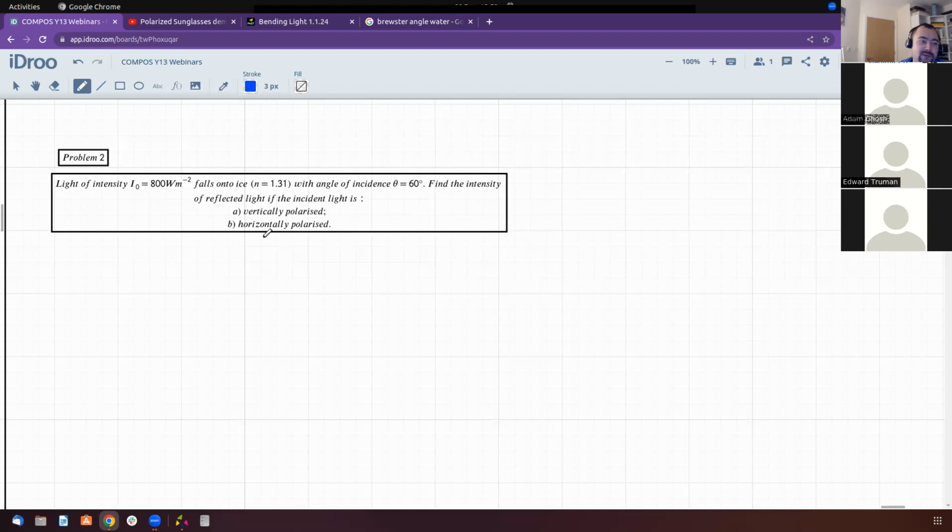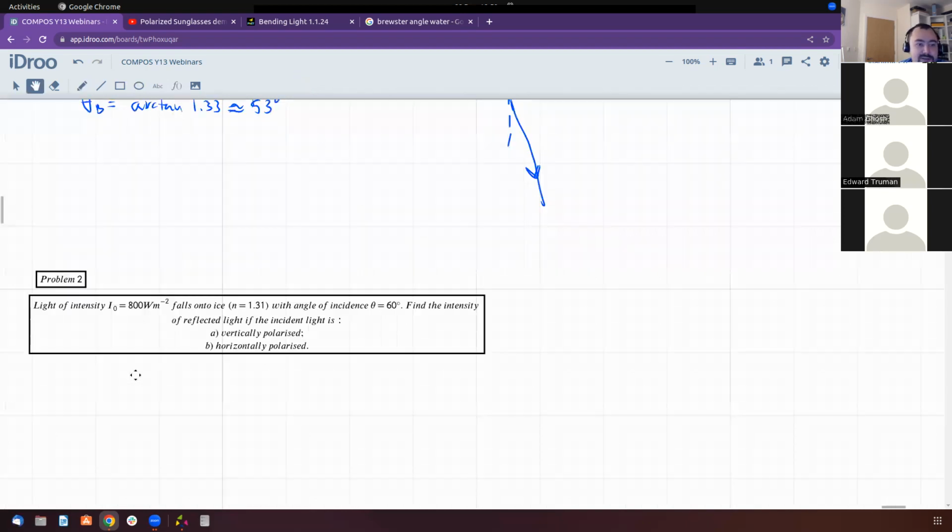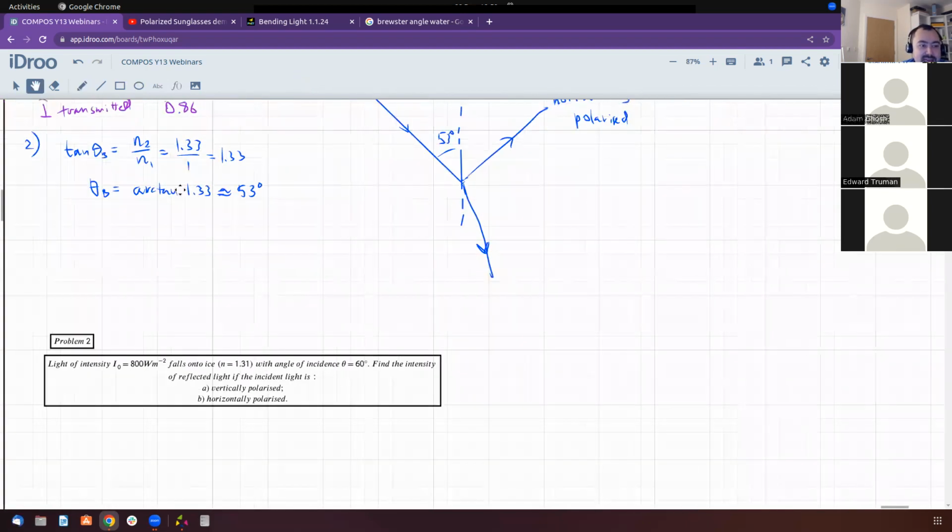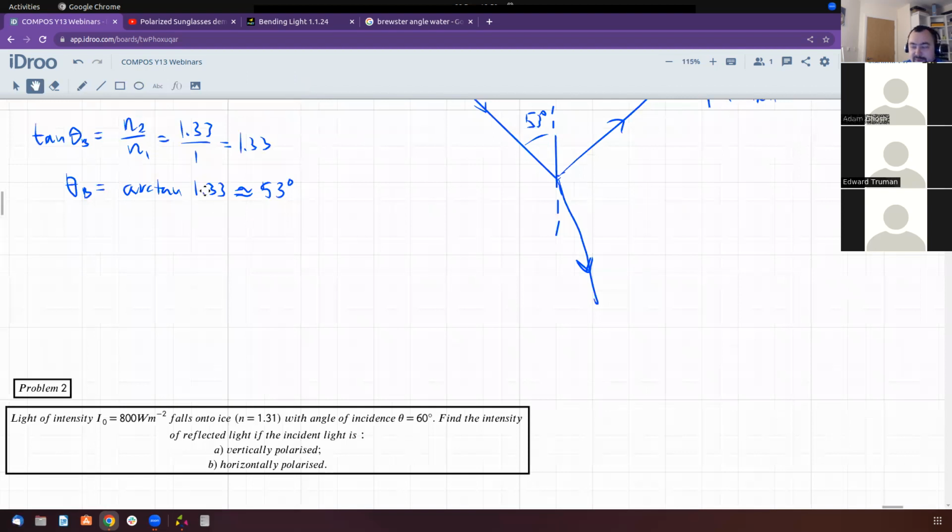Yes, this is the only, well, not 53, it's 53 point something. It is arctan of the refractive index. So for diamond, it's going to be a different value. For example, for diamond, the refractive index is 2.4, so it's going to be different.